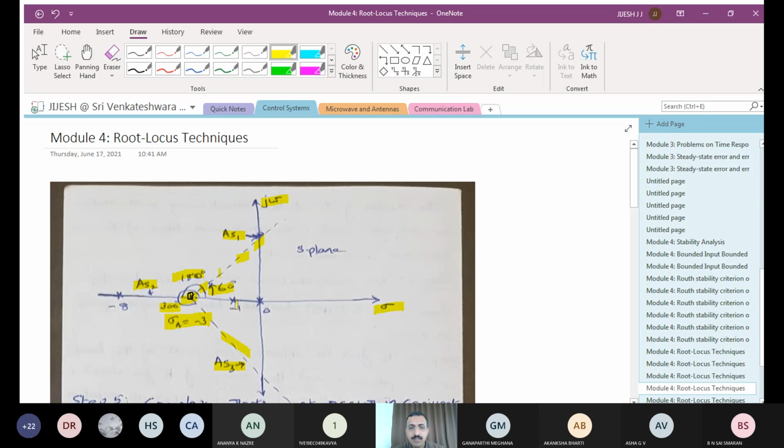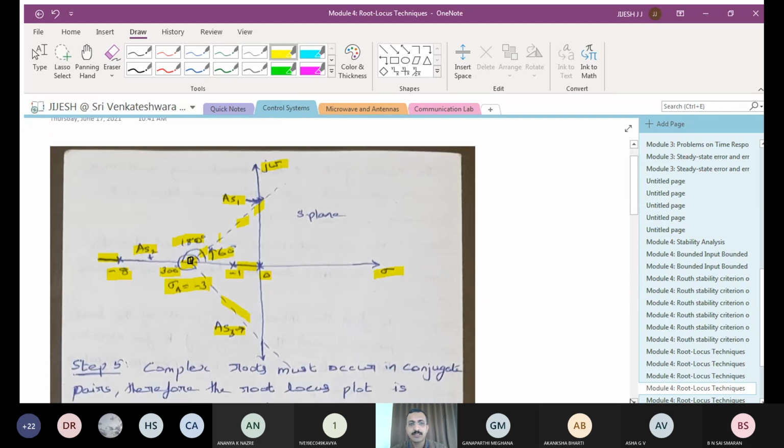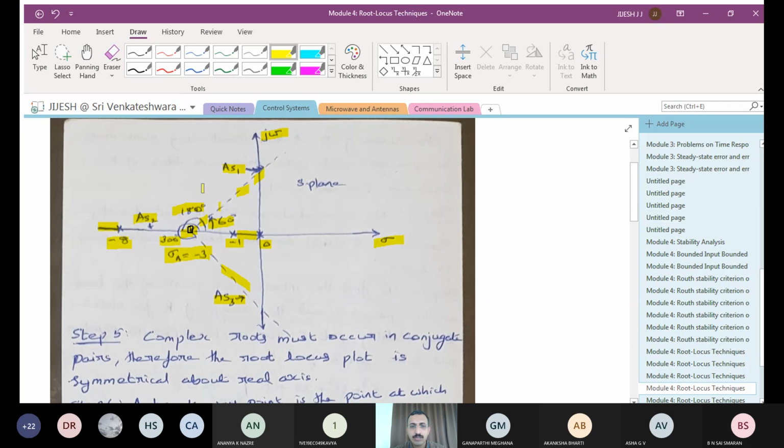You can also see that I have plotted poles at 0, -1 as well as -8, and you can put the branches as well. So this is what you have completed. Still there are a few more steps to be discussed. You can make a plot of these asymptotes, and we'll be discussing from step 5 in the next class.